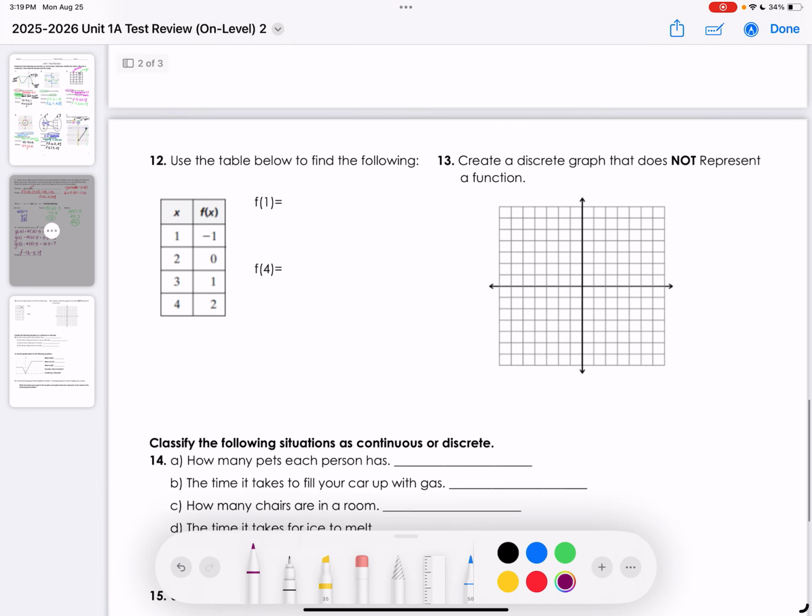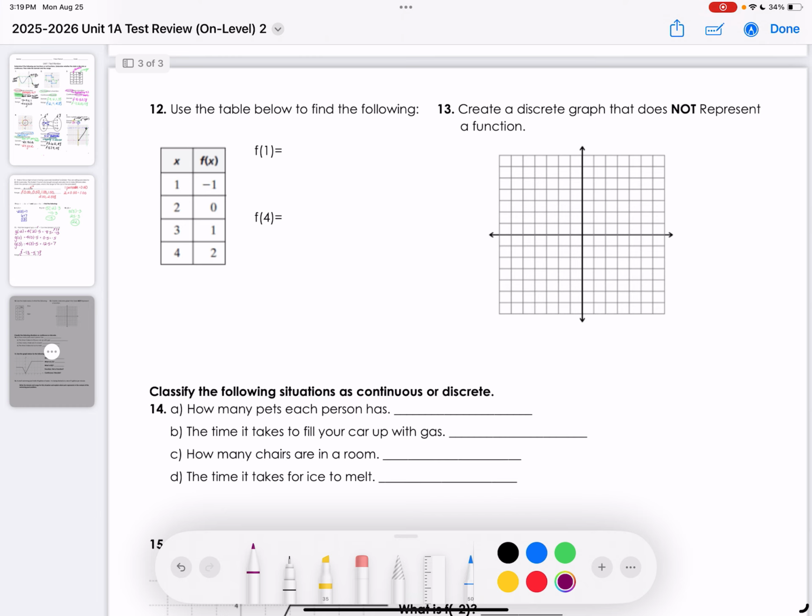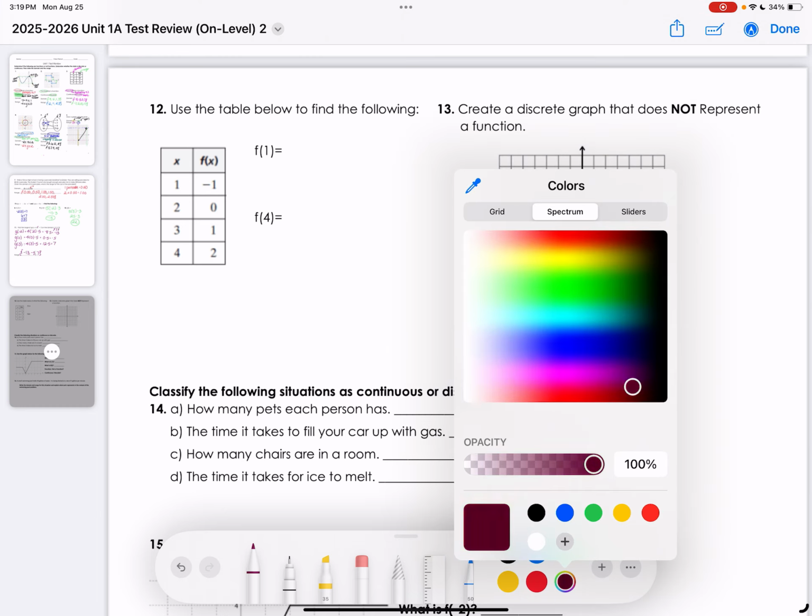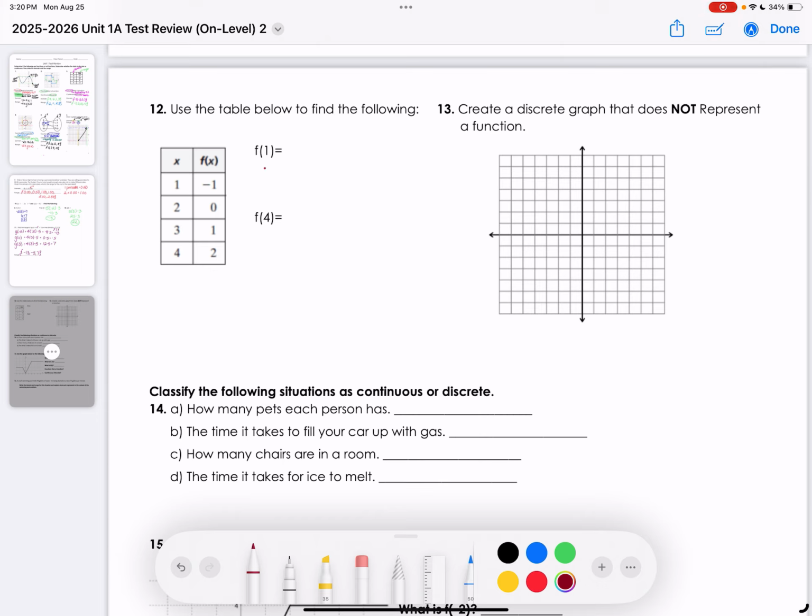So now I'm going to take a look at table number 12. We can see it says f of 1. That means my x value is 1. So when x is 1, I can see my y value, or my f of x value, is negative 1. So your answer is going to be right here.